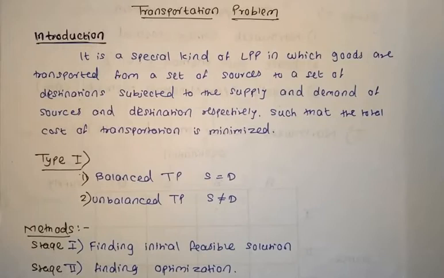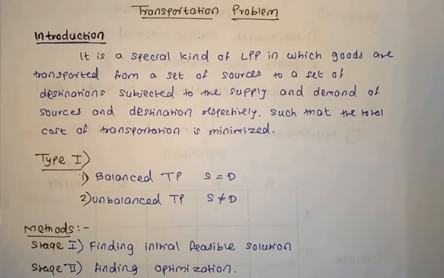There are two stages in the method. Stage 1 is finding the initial basic feasible solution, and stage 2 is finding the optimum solution. A feasible solution: a set of non-negative decision values xij, i equal to 1, 2, 3 to m and j equal to 1, 2, 3 to n, that satisfy the constraint equations is called a feasible solution.